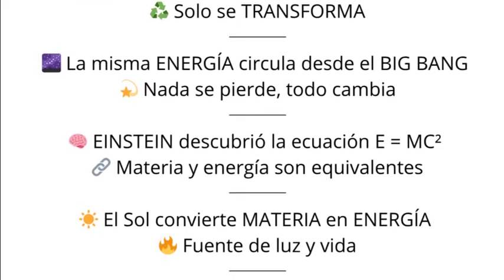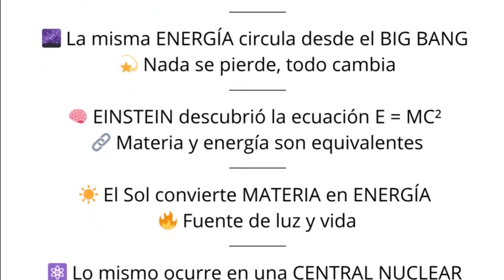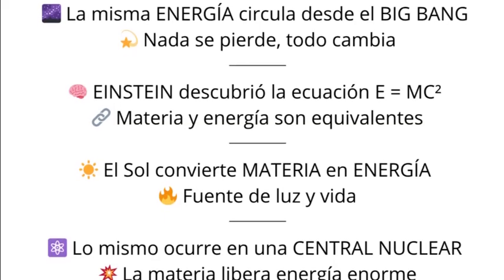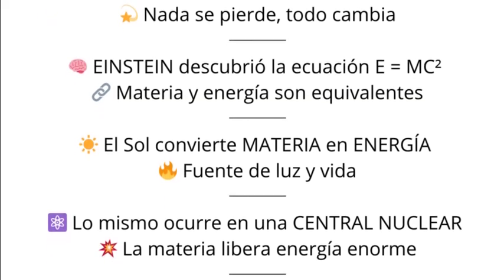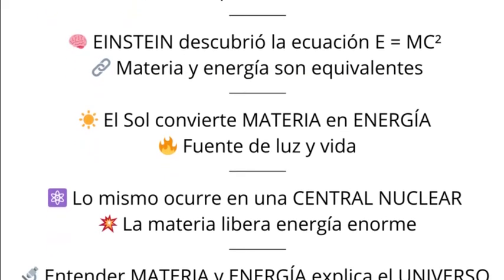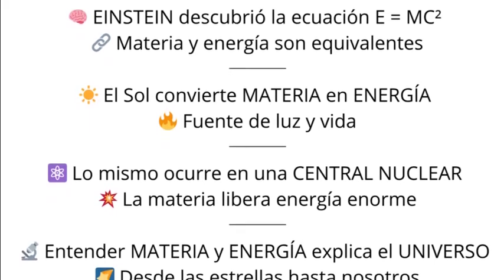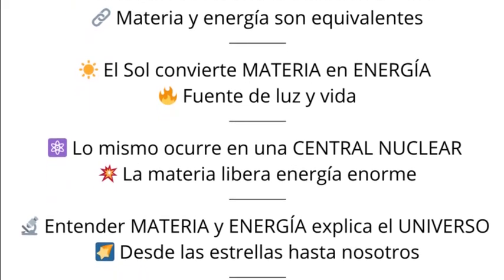This deep connection between matter and energy was described by Albert Einstein in his famous equation, E equals mc squared. It teaches us that matter can be converted into energy, and energy into matter. The most visible example is the sun.